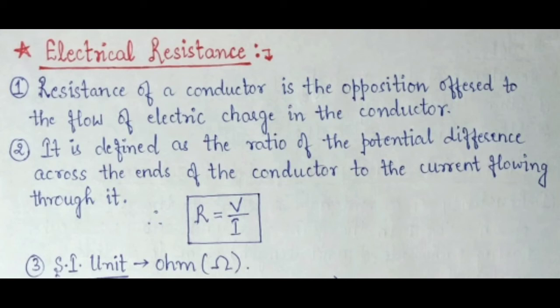So the main formula is R is equal to V upon I, and what is the work? It is the opposition offered to the flow of electric charge in a conductor. So this is the SI unit, that is ohm. Also you should know that resistance is measured by an instrument that is known as ohm meter. So if we want to measure the resistance, then we have to use ohm meter, because resistance is measured only by an instrument that is known as ohm meter.